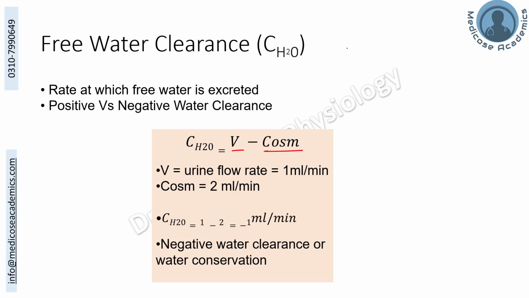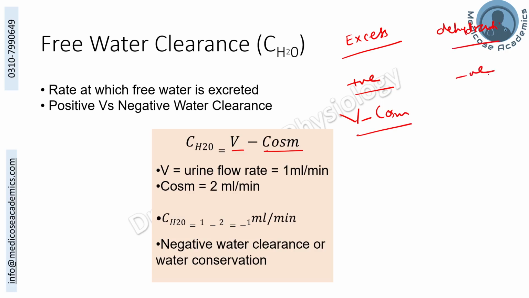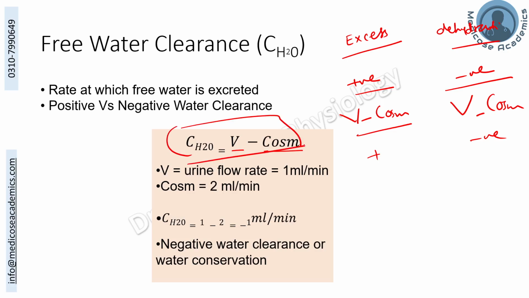If a person is having excess fluid in the body and wants to get rid of extra fluid, the free water clearance would be positive. There would be more urinary flow rate and less osmoles cleared. While a person who is dehydrated and wants to retain water will have a negative water clearance, as the urine flow rate would be less and osmoles cleared would be more. So we call it positive or negative free water clearance, and you can relate it to this formula as well.